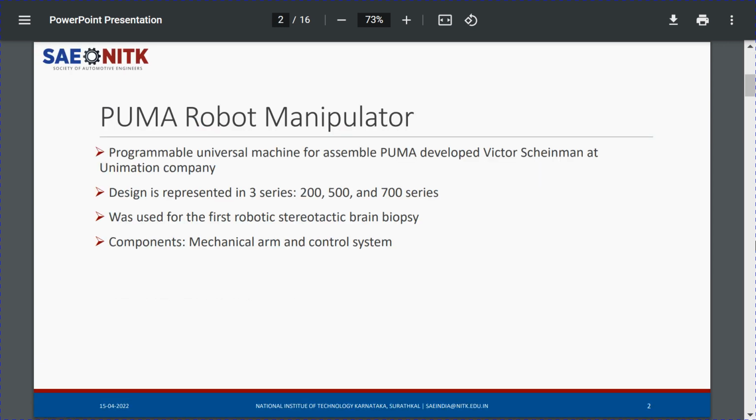The Unimation PUMA 560 robot arm was used as a basis because this is widely used in industry and academia. The 200 series was used for the first robotic brain biopsy in 1985. The 500 series is the most recognizable configuration, and the 700 series is the largest of the group and was intended for assembly line, paint, and welding work.